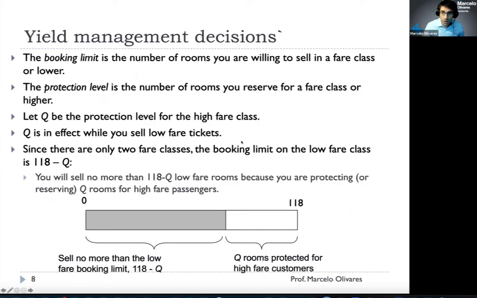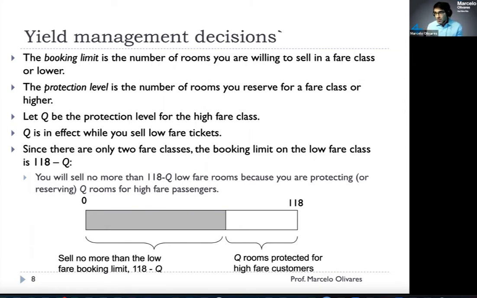Okay. So we're going to introduce here 2 concepts. One is the protection level. The protection level is how many rooms you're going to reserve for the high value customers, right? So in the example where you were playing in the game, many of you were thinking, I need to have a number of rooms on day 5. That's your protection level. Probably some of you decided to keep 10, 15, I don't know. You tried different numbers there, right? That's your protection level. Okay.